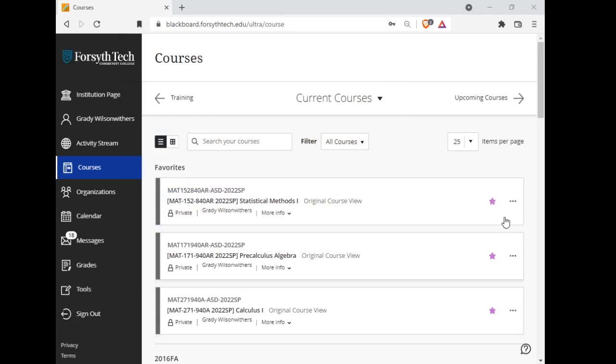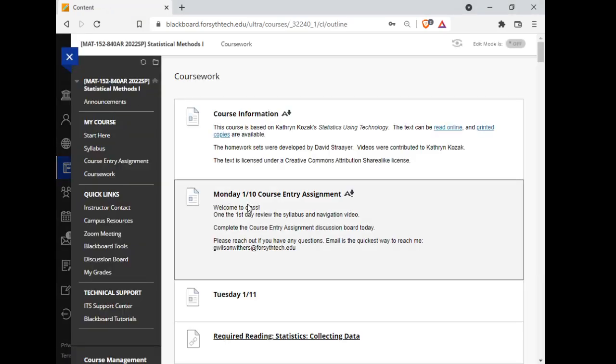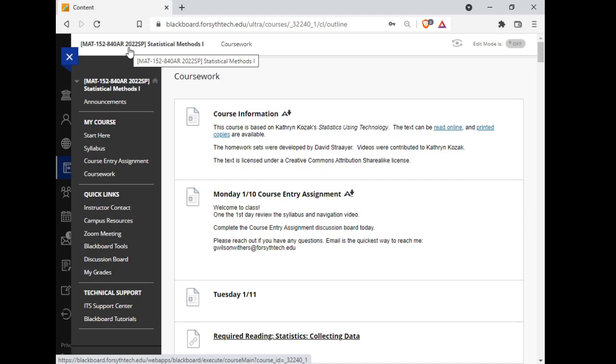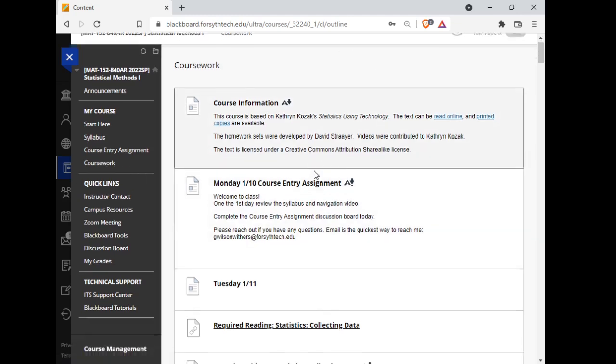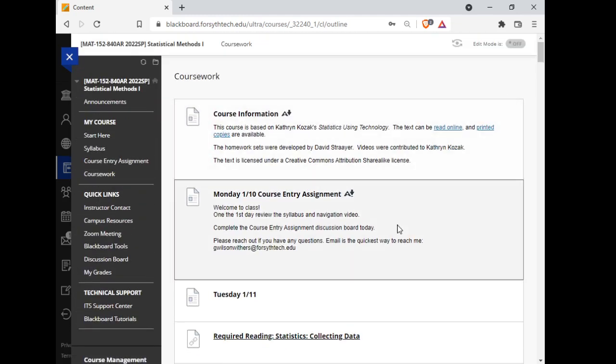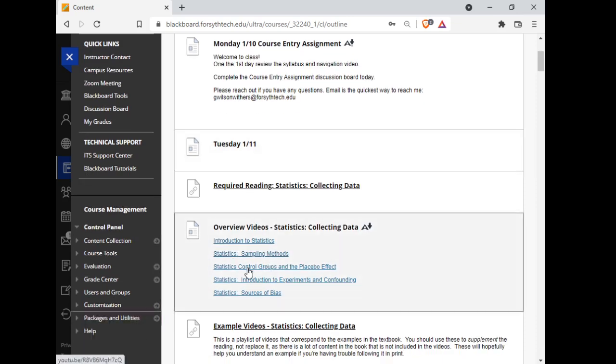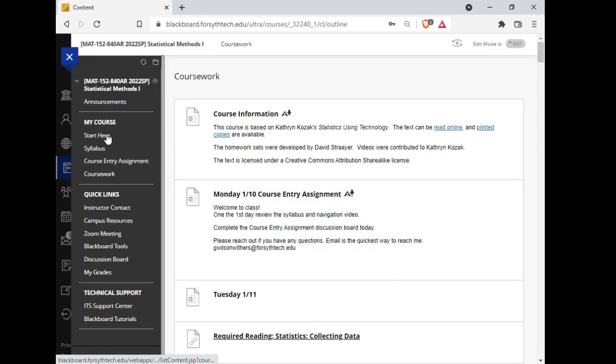I like to put stars on the courses that I'm teaching. So we are Math 152, 840AR, A's for A session, 2022 spring. When you log into Blackboard, you should automatically land on the coursework page. This is where you're going to spend the vast majority of your time. Mine looks a little different because I'm an instructor, but it looks something like this.